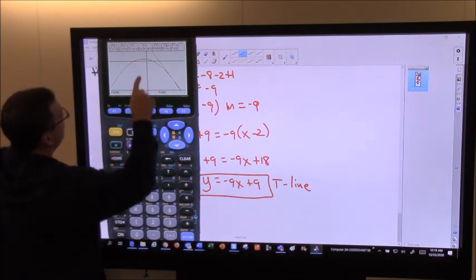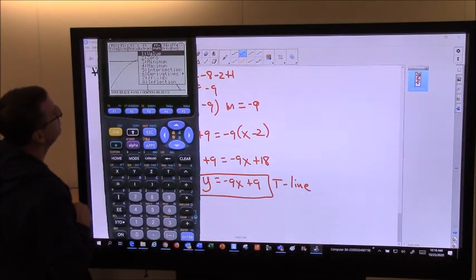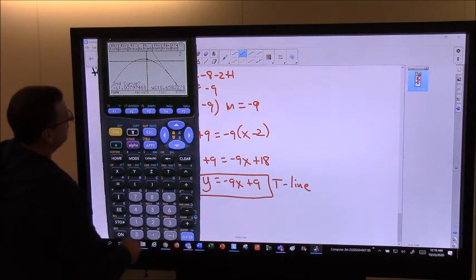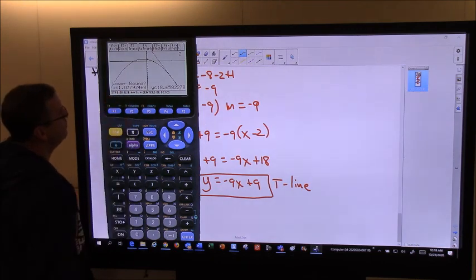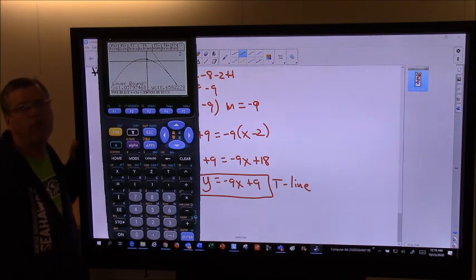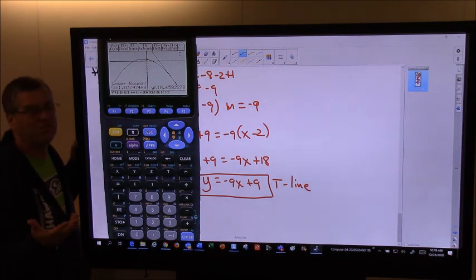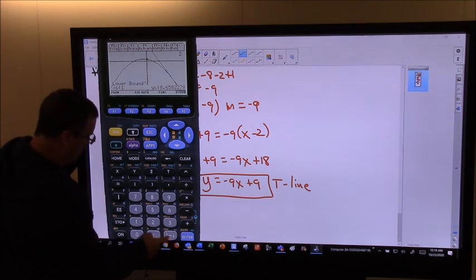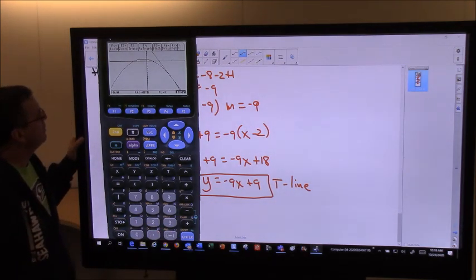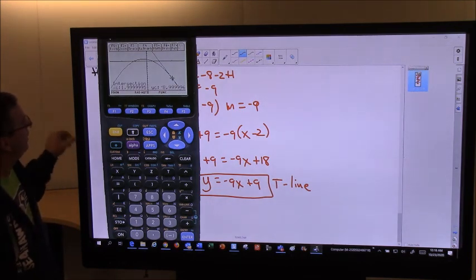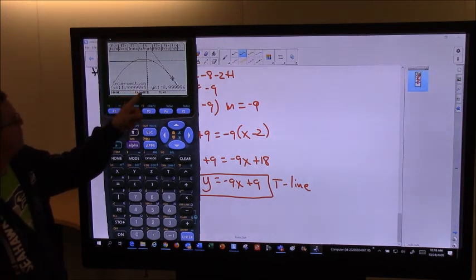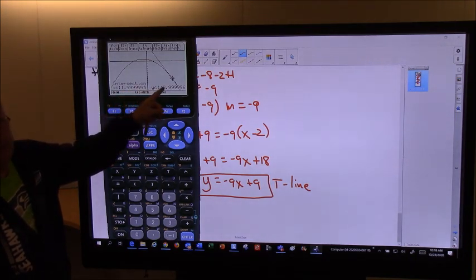All right? So I'm going to go up to my F5 menu, option 5, point of intersection. First curve, second curve, give it a boundary. I think it's somewhere between 1 and 2.4. I already know it's at 2. So I'll go 1 for the left boundary, 2.4 for the other boundary. It's going to work here for a second, and there it is. 1.9999999999995 at negative 8.99999999996.